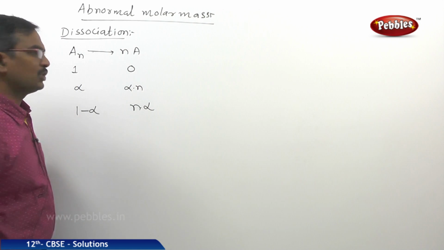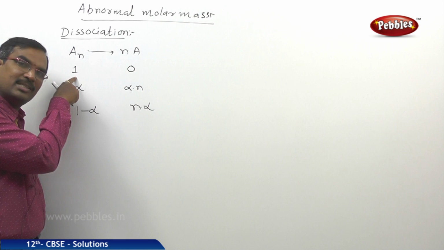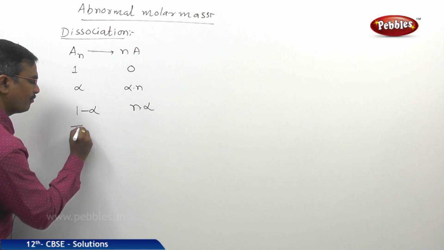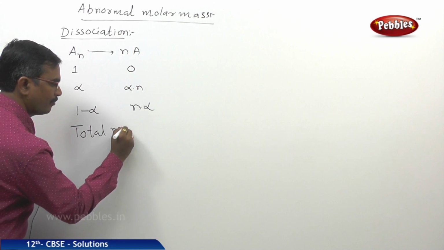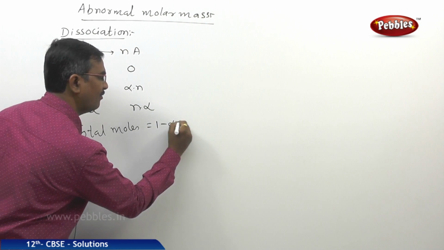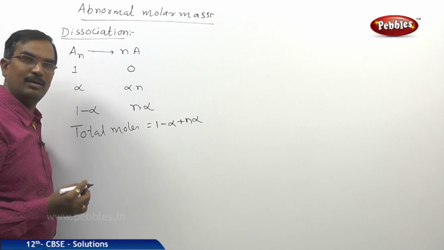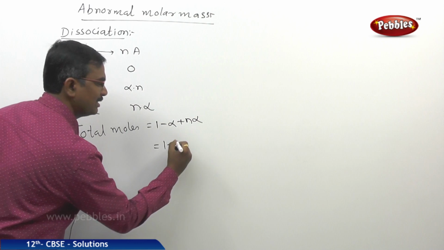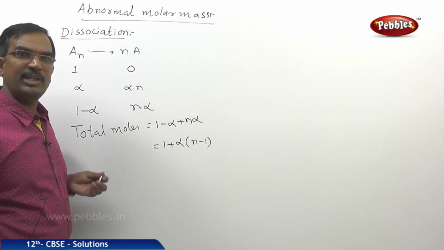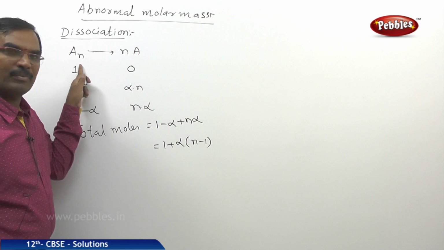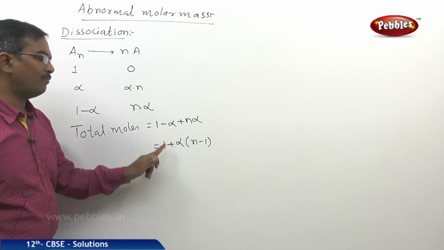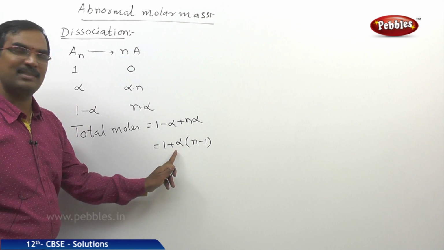So the initial number of moles before dissociation is 1. After dissociation, the total moles is the sum of these two, that is 1 minus alpha plus n alpha, which is nothing but 1 plus alpha into (n minus 1). So before dissociation of the solute, the number of moles we have taken is 1, and after dissociation the total number of moles is 1 plus alpha into (n minus 1).